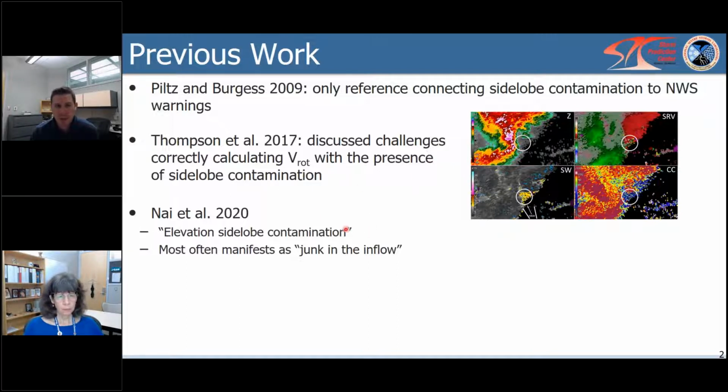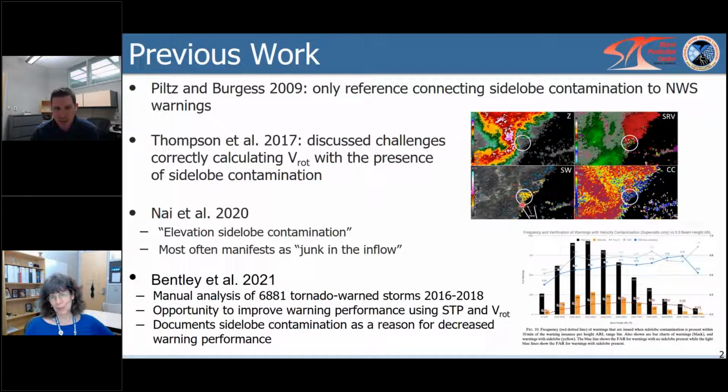And then more recently, Nye et al. in 2020 talked about the term elevation side lobe contamination, and talked about how it often manifests itself as junk in the inflow. You can see that there in the image on the right. This is the type of thing that a lot of times operational forecasters will filter out themselves. You've seen this plenty of times and you're like, yeah, that's just junk in the inflow.